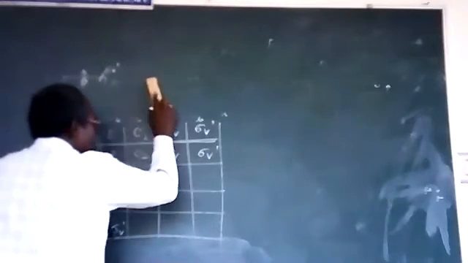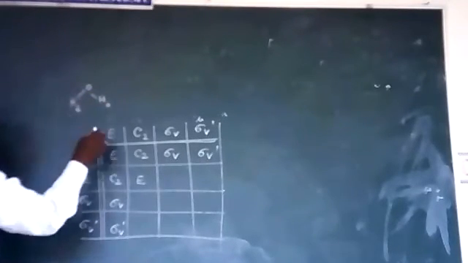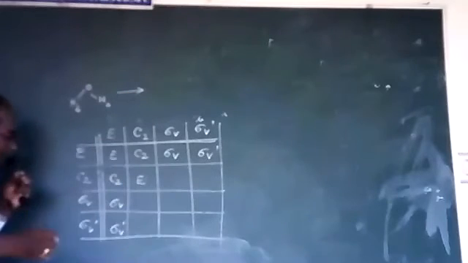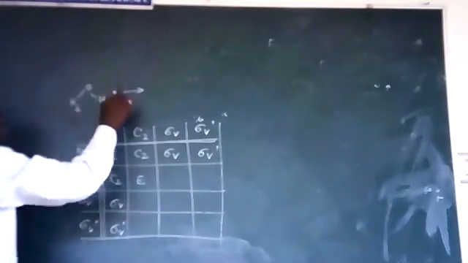Now, when I do the second operation, you will thoroughly understand. Watch closely. First, you write a water molecule, A, B. As I said, first write the column operation, then the row operation.